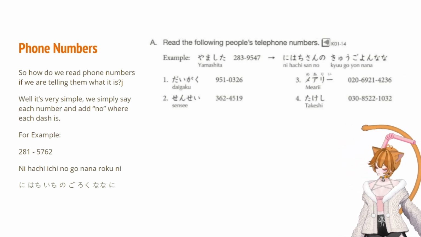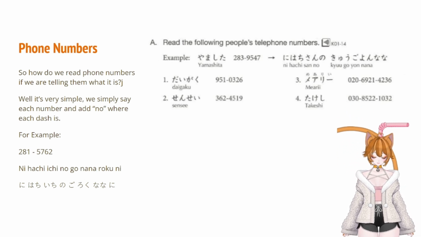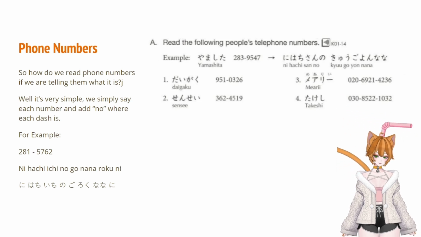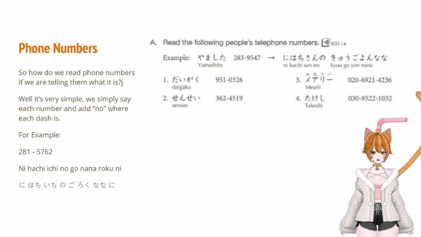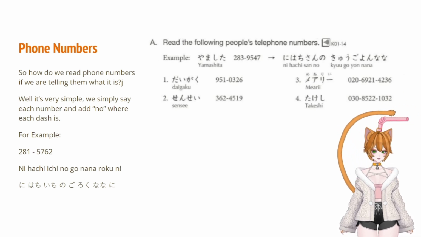So we ask for someone's phone number by saying, 電話番号は何番ですか? All together. 電話番号は何番ですか? And I'm going to say it one more time slow. Ready? 電話番号は何番ですか?